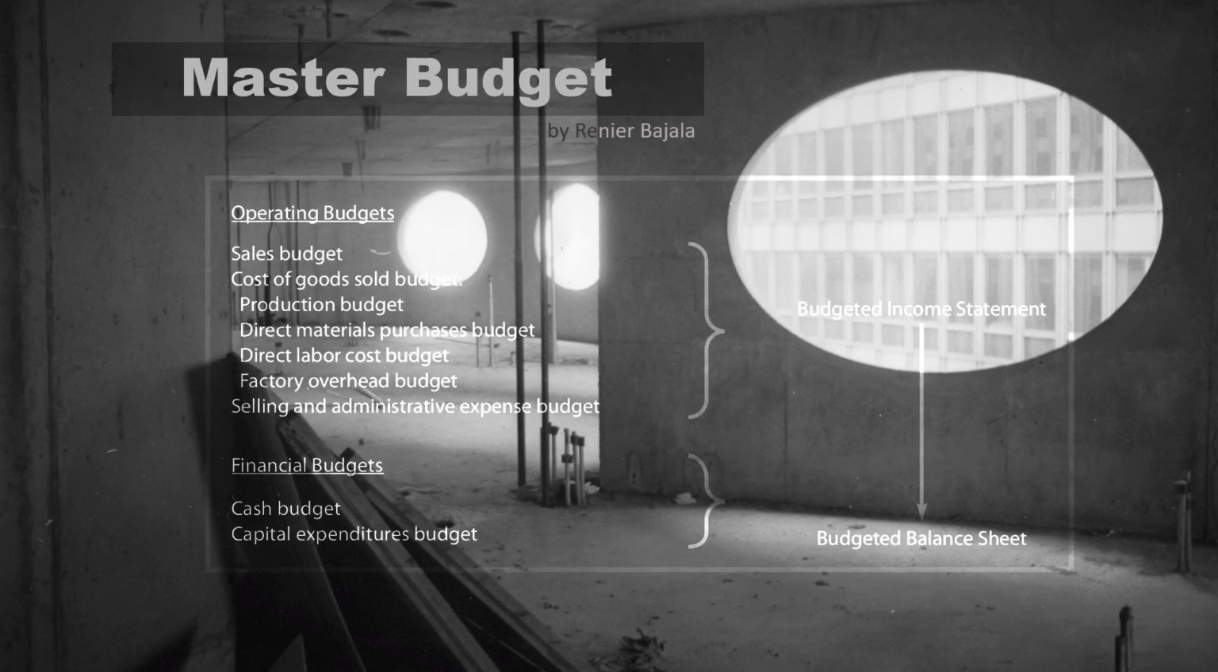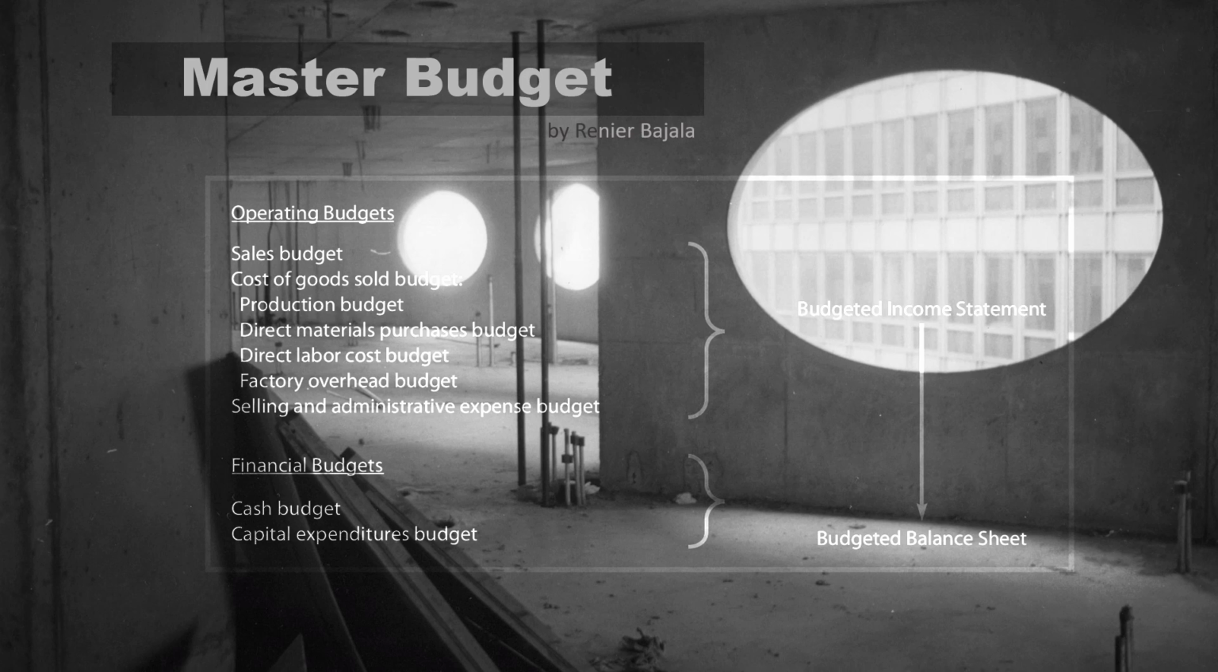Master budget is an integrated set of operating and financial budgets for a period of time. Most companies prepare a master budget on a yearly basis. Operating budgets can be used to prepare a budgeted income statement, while financial budgets provide information for a budgeted balance sheet. Look at the diagram.